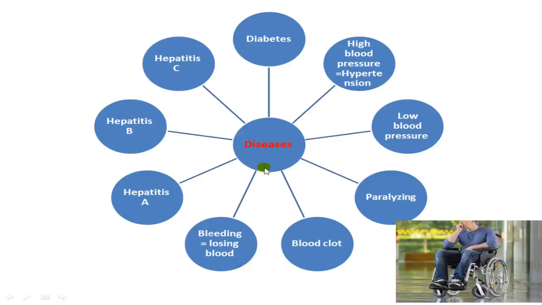Diseases. In this unit, unit 12, we talk about diseases, doctors, medicine. Diabetes, a disease, you can't eat sugar. You can't put sugar in a lot of drinks. High blood pressure. We call it hypertension. Hypertension means high blood pressure. Low blood pressure. Paralyzing. This is paralyzing. The person can't move.